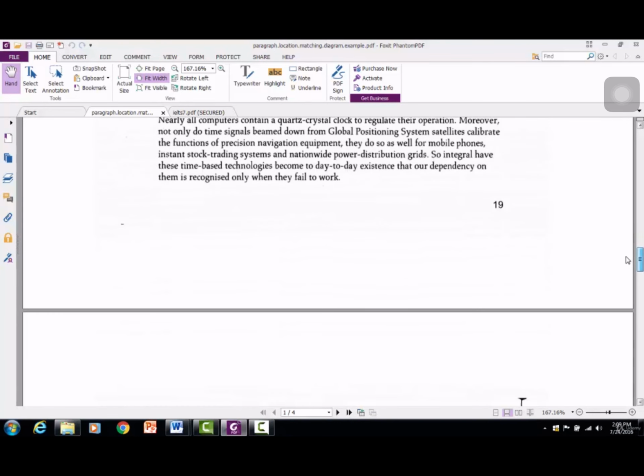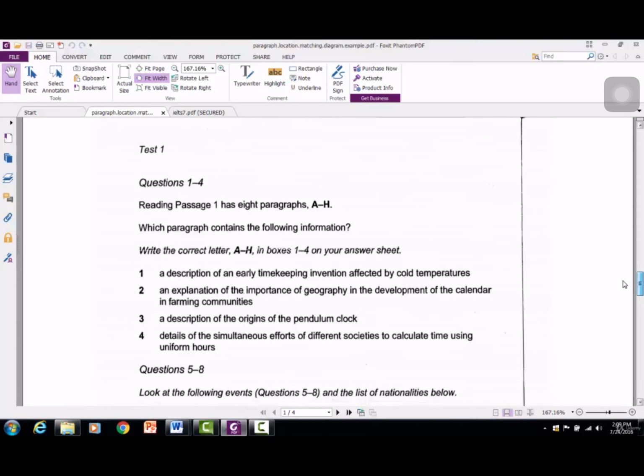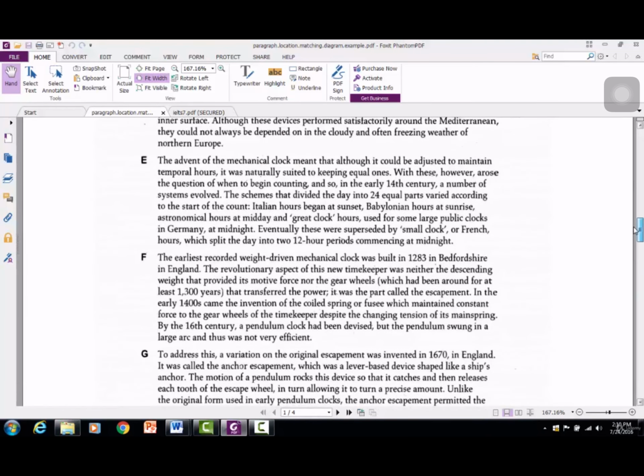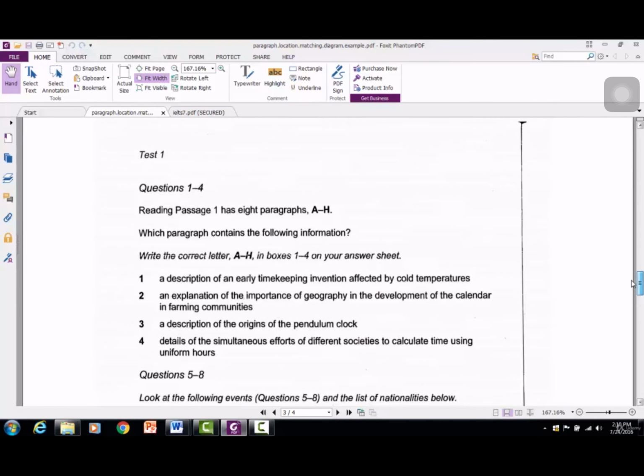So our correct answers, again, number 1 was D, number 2 was paragraph B, number 3 was paragraph F, and number 4 is paragraph E. Okay, all right, so that's the proper method for doing a paragraph location question.